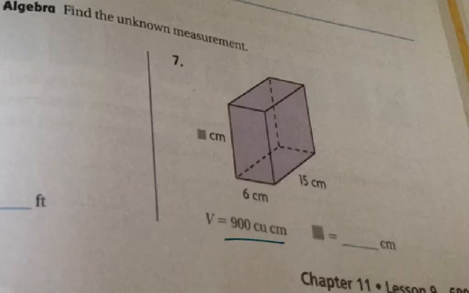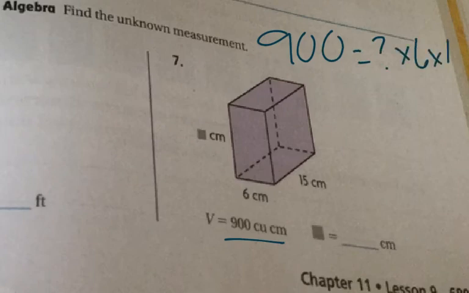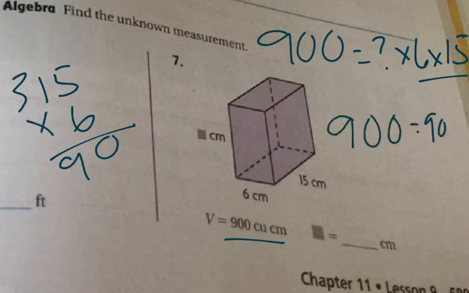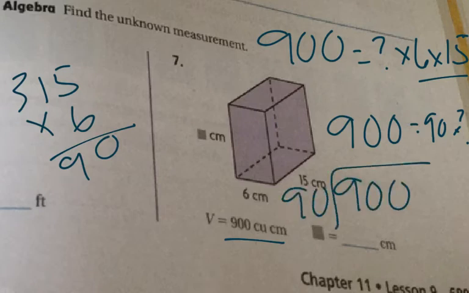So this one is saying 900 equals question mark times 6 times 15. So first off, let's figure out what 6 times 15 is. 5 times 6 is 30. 6 times 1 is 6 plus 3 is 9, so 90. So 900 equals 90 times something. Well, I just divide. I know 900 divided by 90. We'll get rid of a 0, get rid of a 0. 9 goes into 90 10 times, so my missing number is 10. And it's not cubed because I'm figuring out that number.